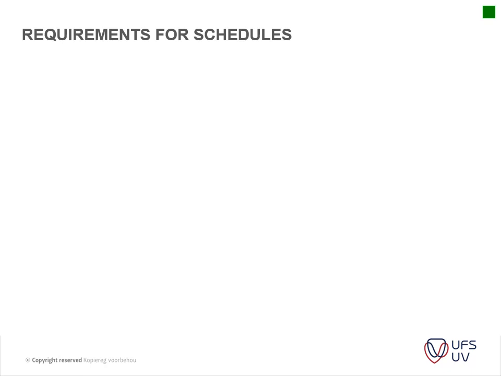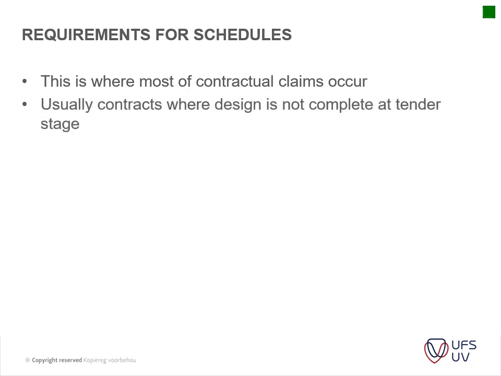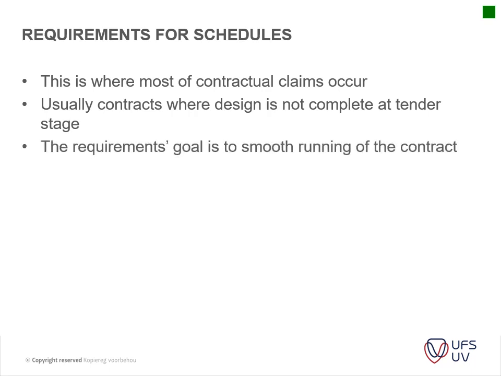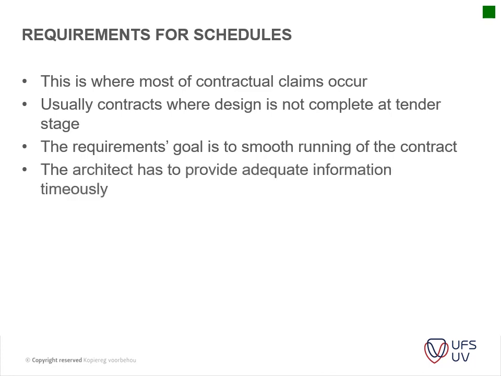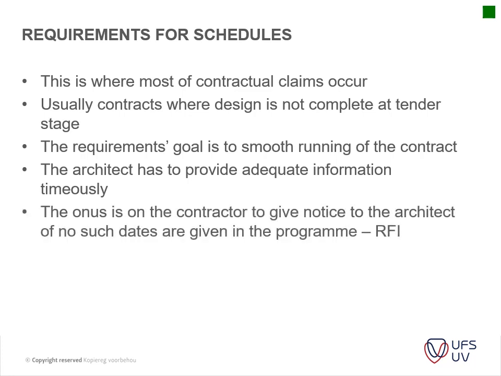Okay, then your requirements for your schedules. There's a couple of basic items that you need to have in that. This is where most contract claims occur. It's usually contracts where design is not complete at tender stage, and then the requirement is for smooth running of the contract, and then the architect has to provide adequate information timeously. Then the onus is on the contractor to give notice to the architect, and if no such dates are given. Okay, so that's the RFIs which I spoke about in the lecture.